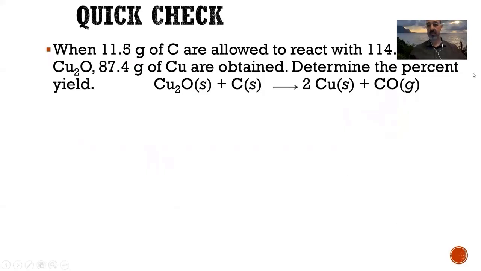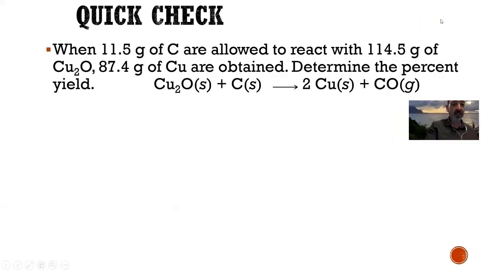So here we have an example, right? It gets a little tricky here. So when 11.5 grams of carbon are allowed to react with 114.5 grams of copper(I) oxide. So what is that telling me? They're giving me both amounts of reactants. This is what type of stoich? Is it single or double? Double stoich. They're telling me I take both of these amounts, but I obtain this much. So this is my actual yield in lab.